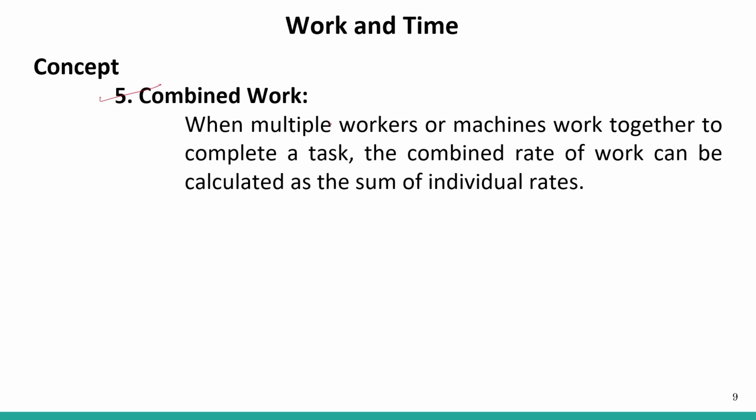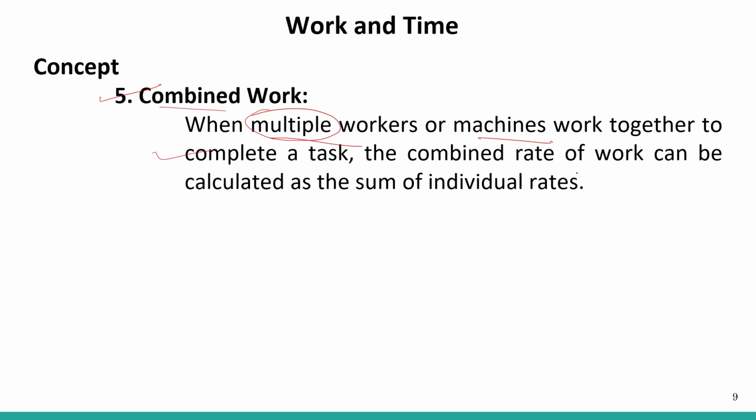Let's see the fifth concept, that is combined work. When multiple workers or multiple machines work together, multiple is the keyword here, because without multiple it will become a very basic work and time problem, not a combined work problem. To see combined work, you need 2 different people or different types of people whose efficiency is different, whose category is different, or whose task is different. So multiple workers or machines are necessary to call it a combined work problem. They work together to complete a task.